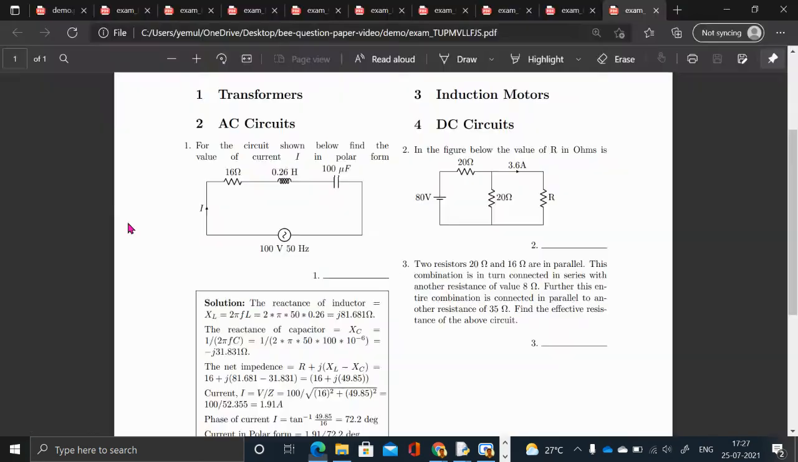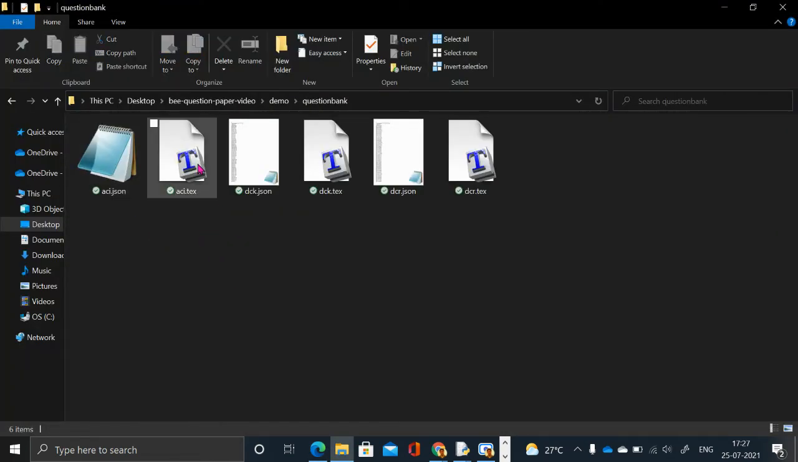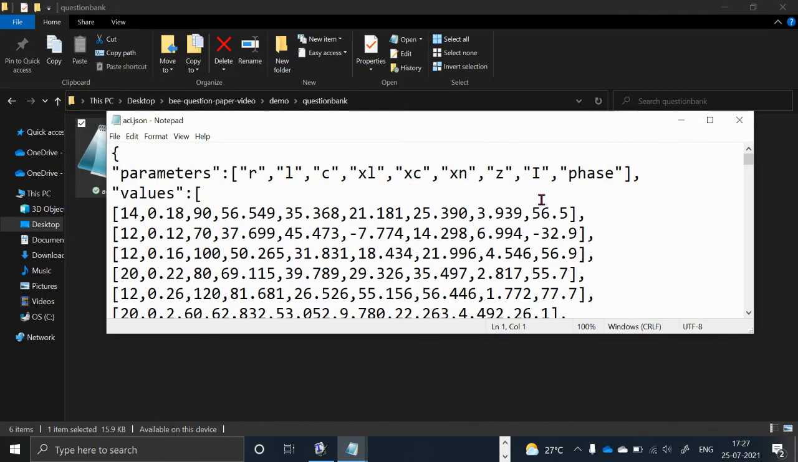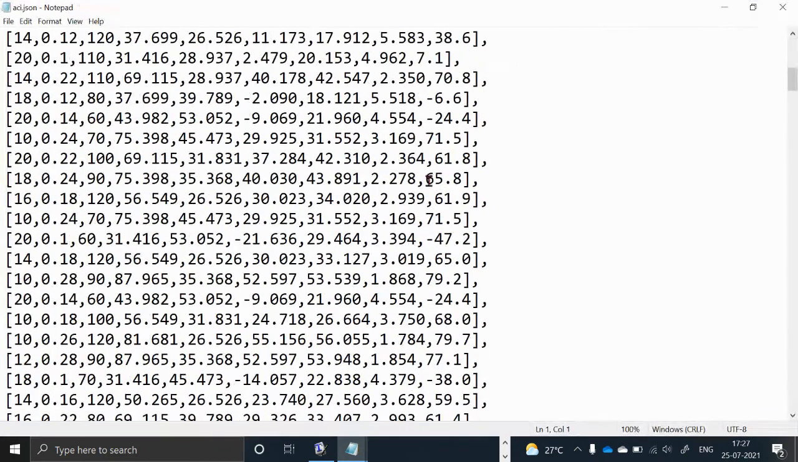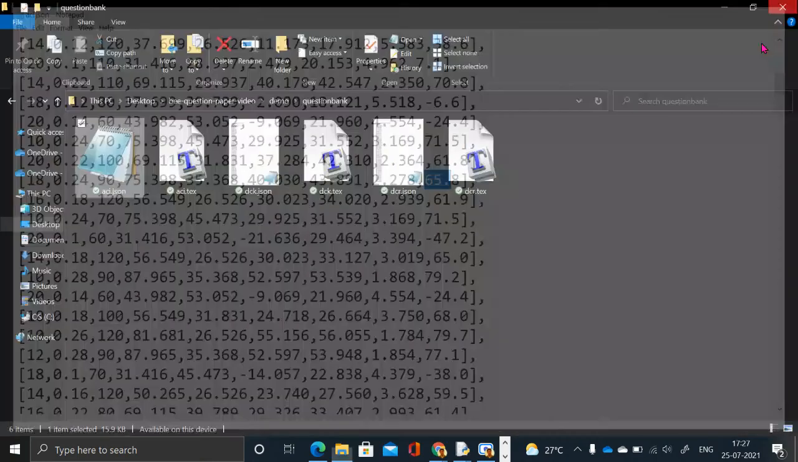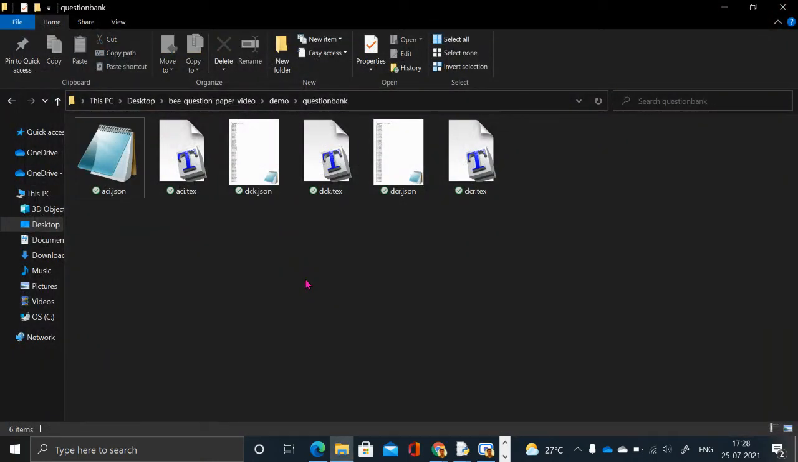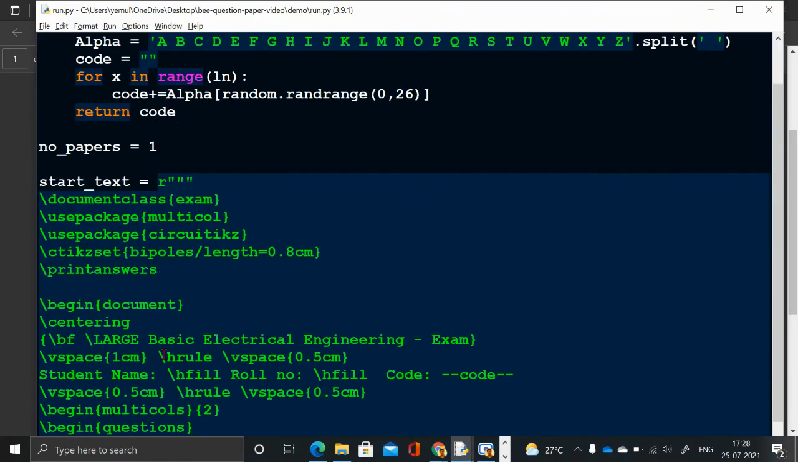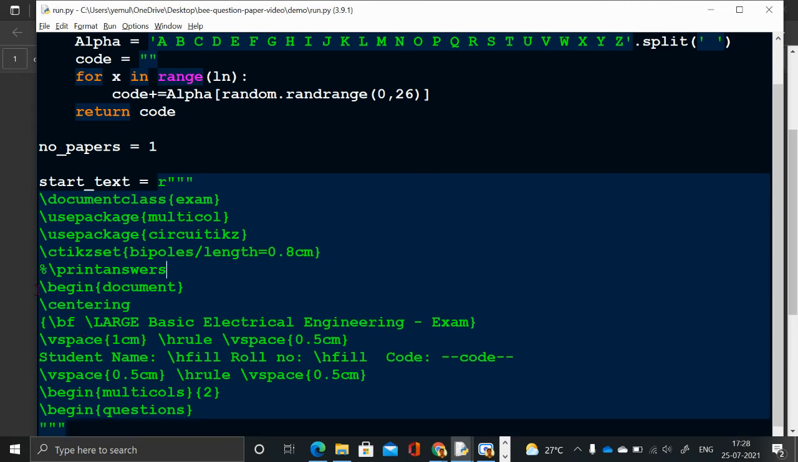In the other place, if I go to the question bank, I have all the solutions in this JSON object. If I go to this JSON object, for any question, I have the solution ready here. So either I can pick the solution from here, or from the LaTeX object, or from the PDF. If I don't want the solution to be displayed, then I simply go here and comment this out. Just give a percentage sign. If you give a percentage sign, then LaTeX will consider it a comment.